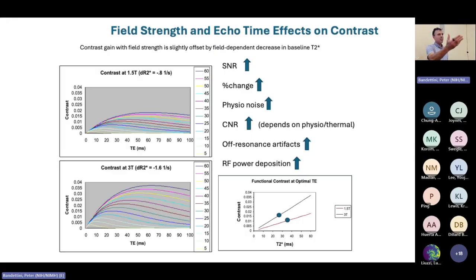You want to be at a TE of 10, because looking at this contrast versus echo time curve as a function of baseline echo time, the peak occurs wherever the baseline T2 star is. So that's the advantage of some of these zero echo time sequences: around the brain, you have a huge difference in T2 star all over the brain. And on average, it's about 30 milliseconds. And that's why we use 30 milliseconds. But that just covers that part.